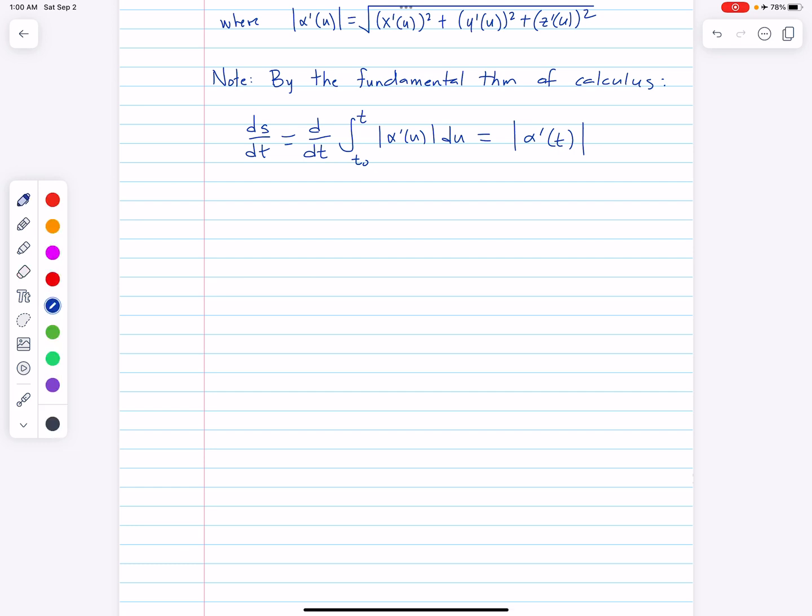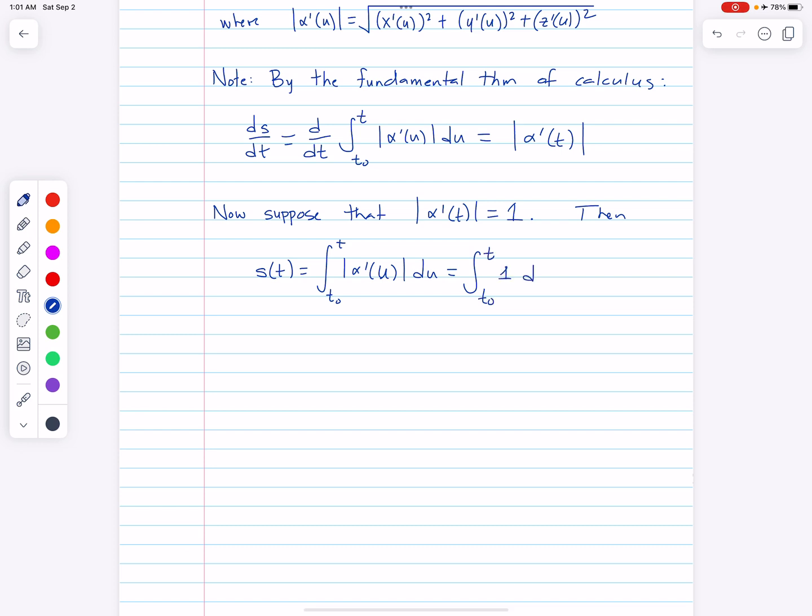So now there is a particularly nice family of curves. Suppose now that alpha prime of t is just equal to 1. Okay. In other words, our tangent vector is always a unit vector. Well, if that's the case, then we can actually compute the arc length function directly, because this is just the integral from t naught to t of alpha prime of u du. But this thing in the middle here is just equal to 1. So this is just the integral from t naught to t of 1 du. And when we integrate that and plug in our bounds of integration, we get t minus t naught.